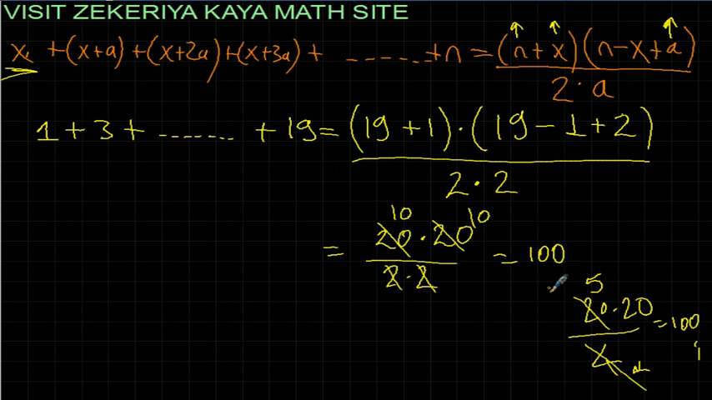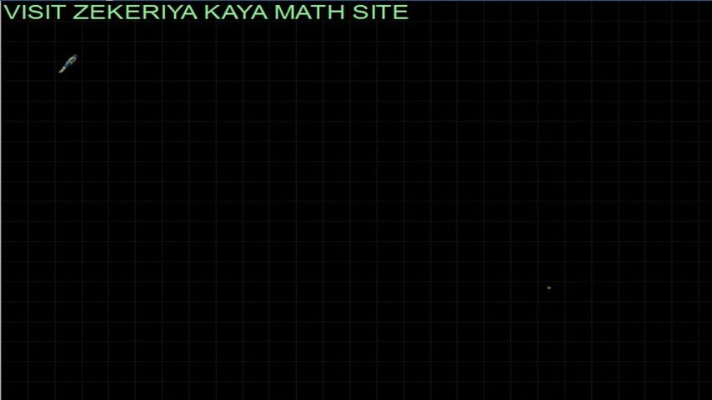Let's see whether it is true or not. 2 plus 4 plus, and it will finish at 18. And the sum of these numbers you must find as 90. Let's see whether the rule is working or not.